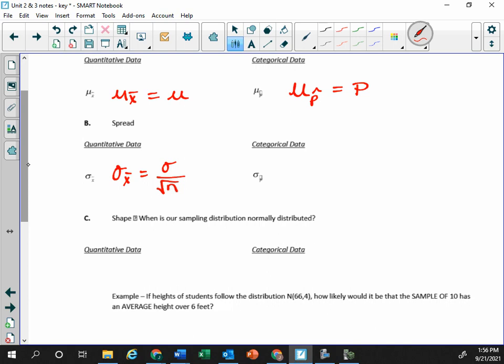N is the sample size? It is, yep, good. N is your sample size. So let's say a sample size of 4 versus a sample size of 100. What's the impact going to be on your spread there? As the sample size gets bigger, the spread gets smaller, okay?